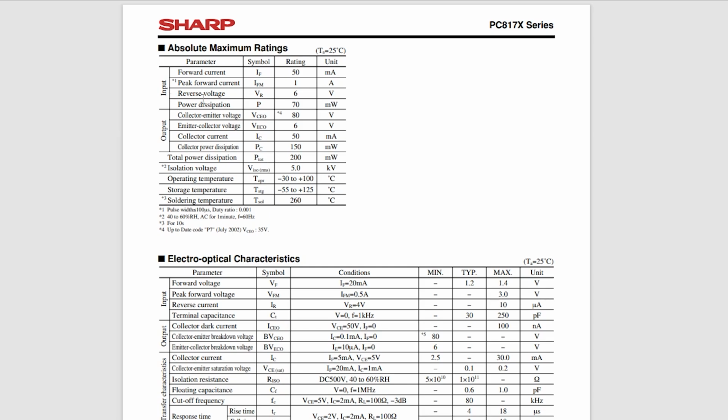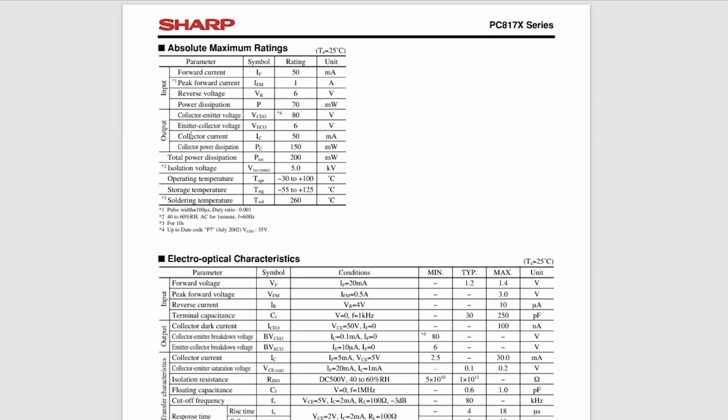Then we have the reverse voltage. This is the maximum voltage our LED can accept in reverse without being damaged, which is 6 volts. So we can't put anything above 6 volts on our LED in the opposite direction. We have a power dissipation of 70 milliwatts. That's the amount of heat we can actually dispose of during operation. So we have to confirm these values before we embark on any design.